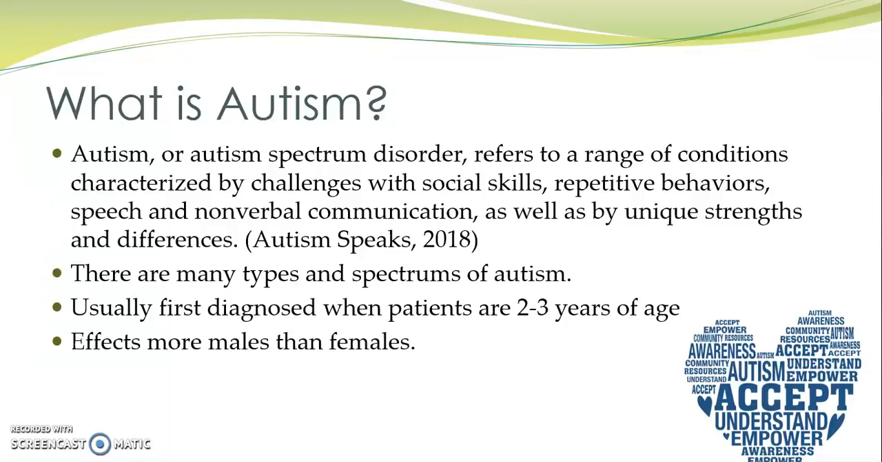There are many types and spectrums of autism. The main ones, which would be autism disorder, which is known as classic autism. This involves things such as language delays, social and communication challenges, unusual behaviors and interests. Pretty much when you think of autism, this is usually the main one, unless it's defined by the other two.